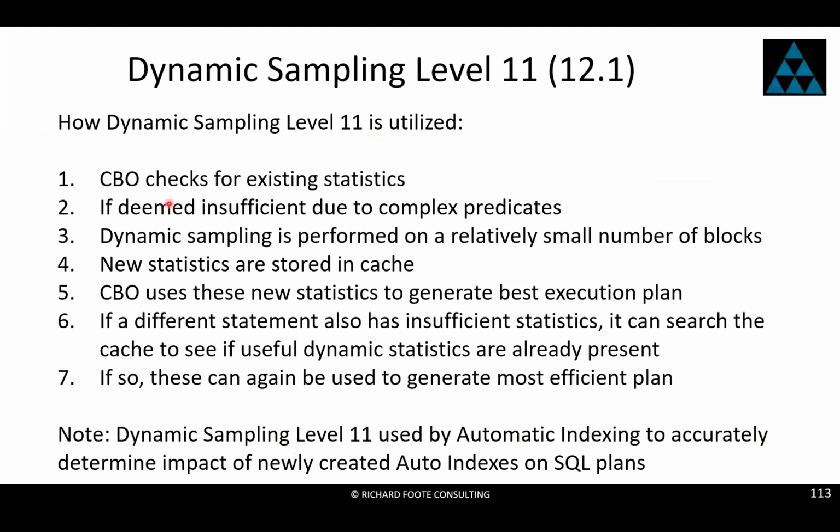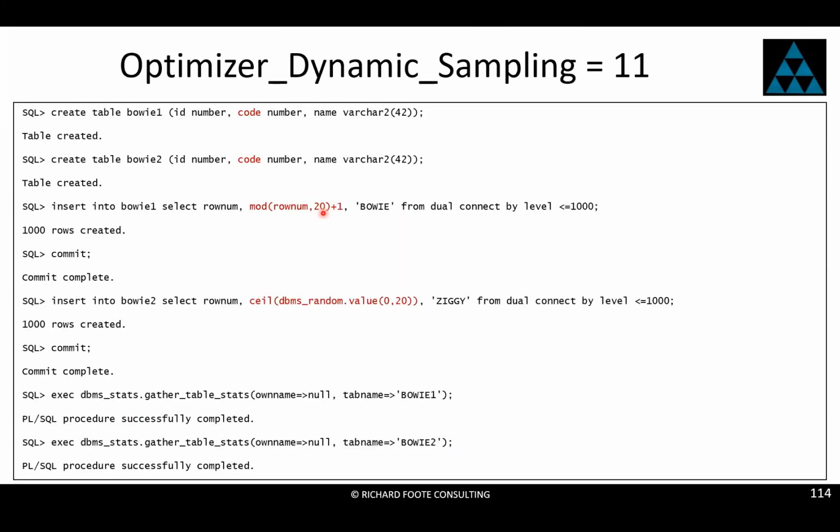So basically, the CBO checks for the quality of the stats. If they're deemed inefficient because of my predicates, because of my joins, it's having to do guesses. Why guess when I can know? So it samples as it runs the statement on the fly, caches what it learns, and uses those statistics to hopefully generate much better plans for us.